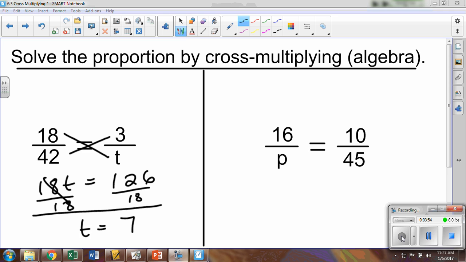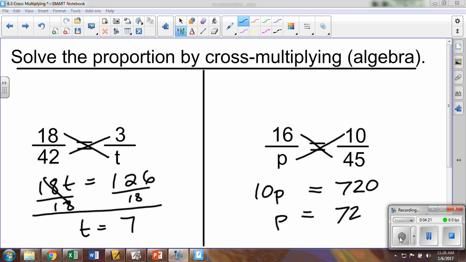Once again, we'll remember, it doesn't matter where in the 4 positions the variable lies. We'll still multiply 10 times p, and the other diagonal, 16 times 45. So that gives us 720. And when we divide by our coefficient 10, 720 divided by 10 gives us 72. We're done.